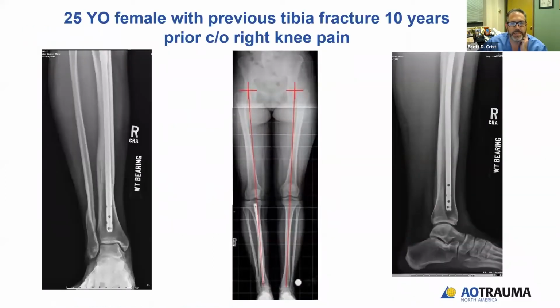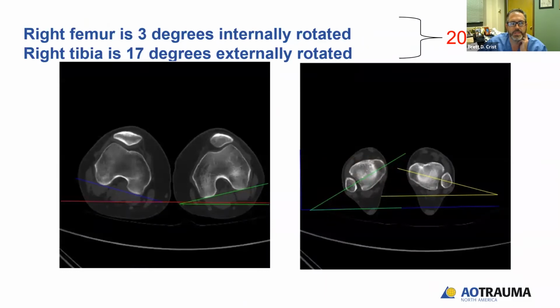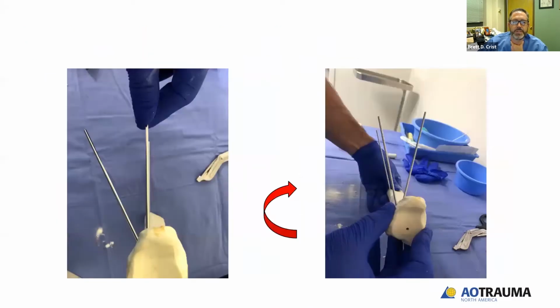So here's a case example of a patient complaining of right knee pain after a previously nailed tibia fracture, with an extremity alignment series and the AP and lateral views of the tibia. You can see that there's a 20-degree difference between the femur and the tibia, where the femur is internally rotated 3 degrees and the tibia is externally rotated 17 degrees relative to each other.